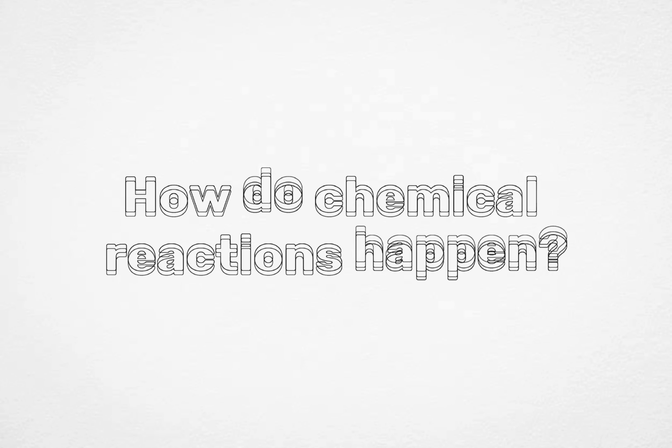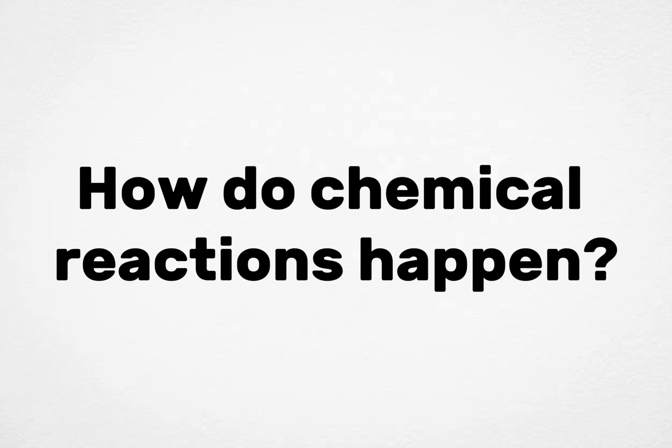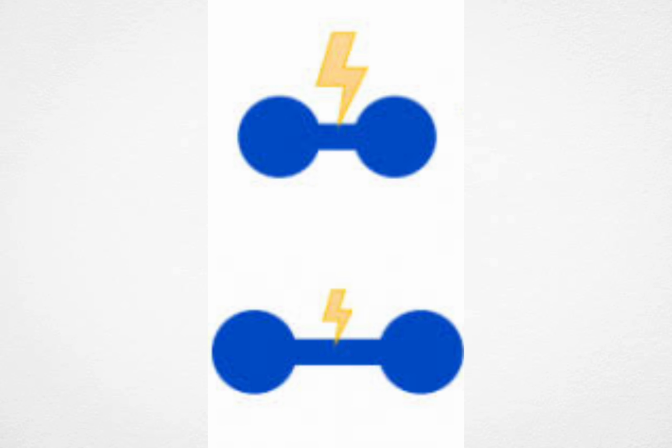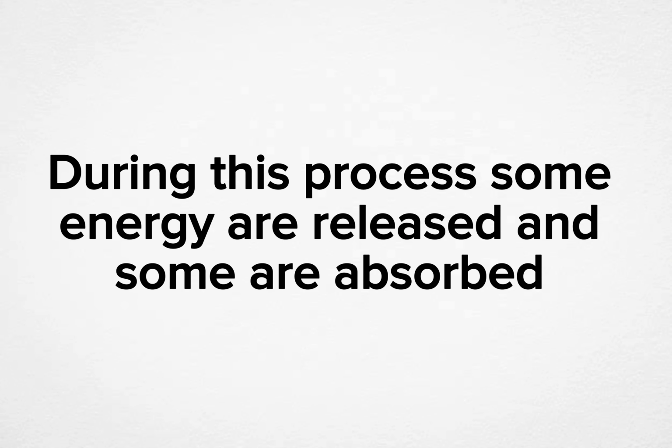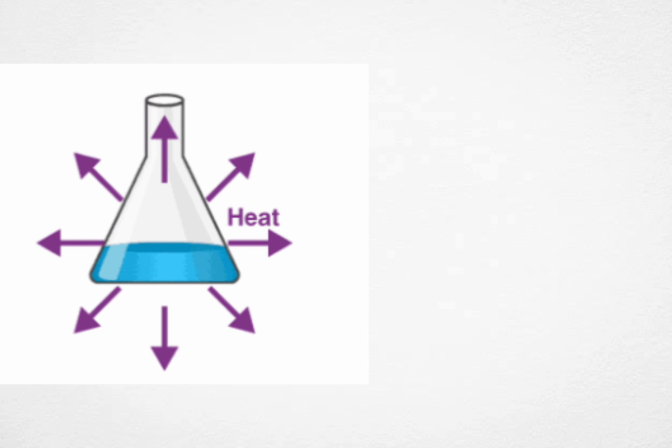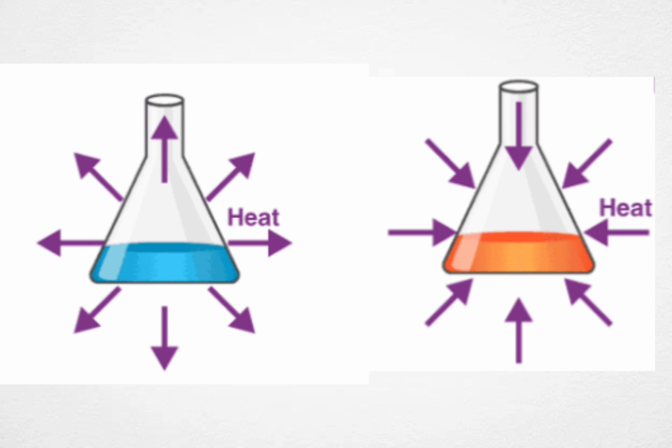A new question is created in your mind, which is how do chemical reactions even happen? First, atoms separate when bonds between them are broken. Then they start to rearrange in different places. Then new bonds between atoms are formed. During this process, some energy is released and some is absorbed. There are exothermic reactions and also endothermic reactions.